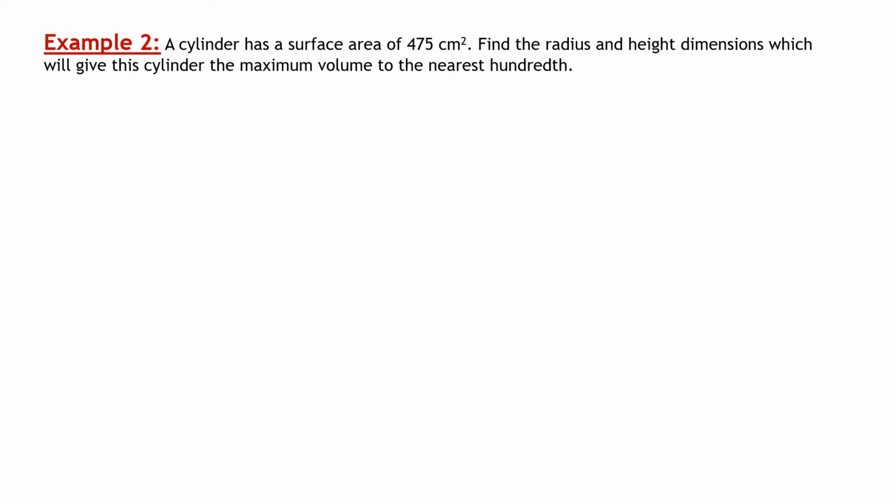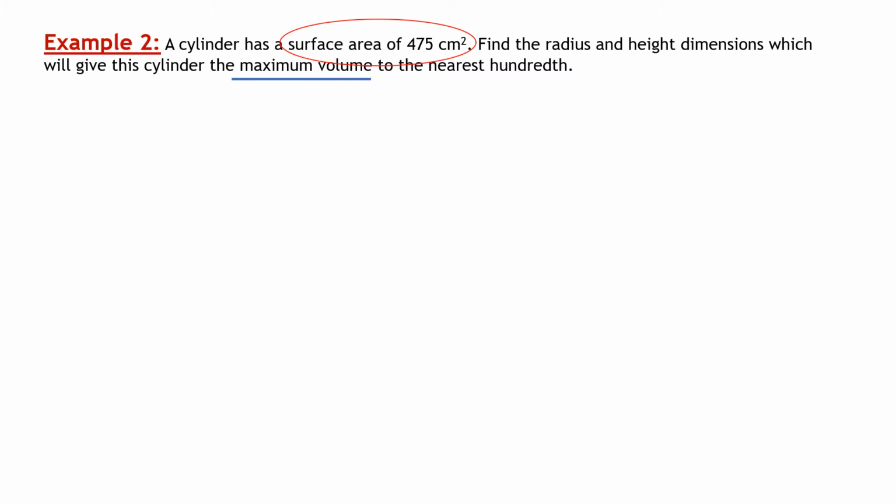Example 2. A cylinder has a surface area of 475 centimeters squared. Find the radius and height dimensions, which give the cylinder a maximum volume to the nearest hundredth. Okay, let's break down that question a little bit here. There's information about surface area. So we've got a cylinder and we know its surface area. But we're looking for the maximum volume. Again, we've got a question with surface area and volume being intermixed together here. So what should we do?